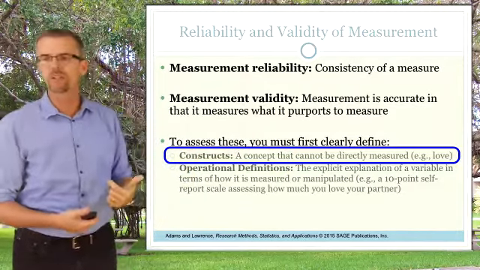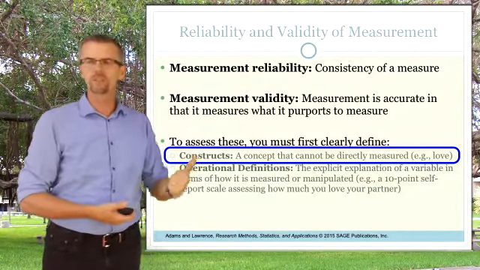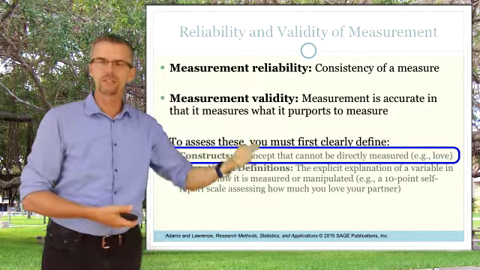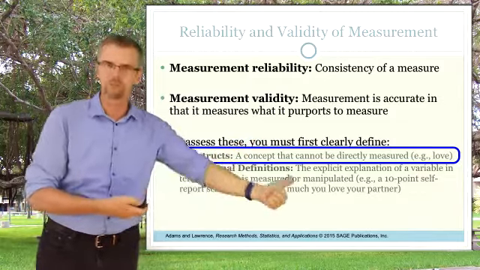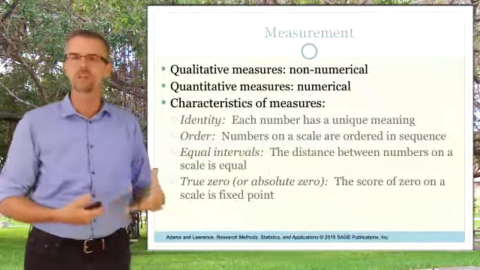So operational definitions, the explicit explanation of a variable in terms of how it is measured or manipulated. For example, a 10-point self-report scale assessing how much you love your partner. Okay, so these are the constructs. This is how you build your measures.